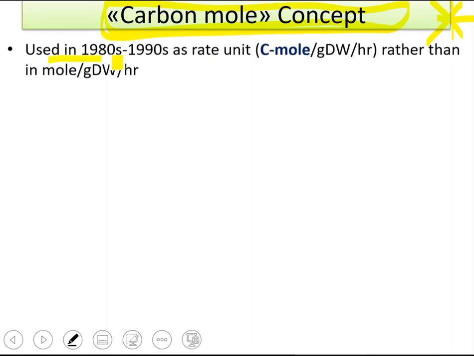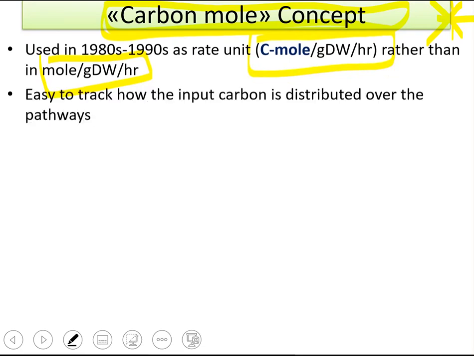So normally we use the rate unit as mole per gram dry weight per hour. But in these early papers, the scientists usually prefer to use their unit as carbon mole per gram dry weight per hour rather than mole per gram dry weight per hour. What does it mean? What is carbon mole? And why do they do this? They did this to easily track how the input carbon is distributed over the pathway. I will give a very simple example and you will understand what I mean by this statement or how carbon mole is more useful than mole concept.